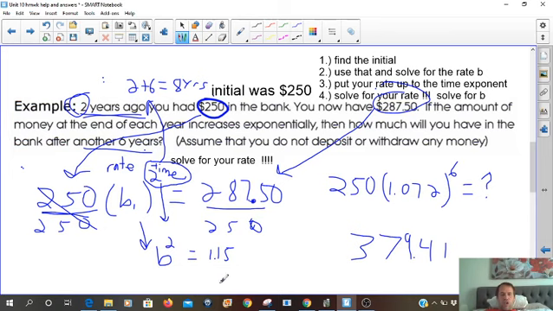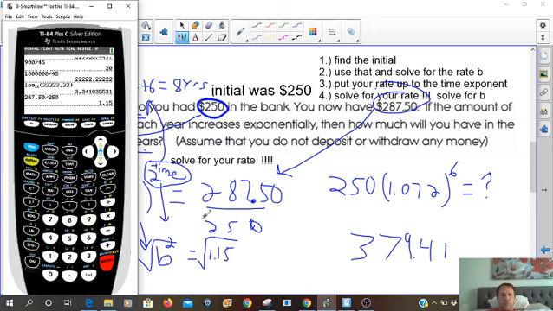So now to get our actual rate every year that it increases, we still have to solve for B. To solve for B, we have to undo the power 2. And to undo the power 2, you square root both sides. If it was a 3, you would cube root both sides. If it was a 4, like B to the 4th power, then you would 4th root both sides. So whatever it is, you get rid of the power by doing that root.